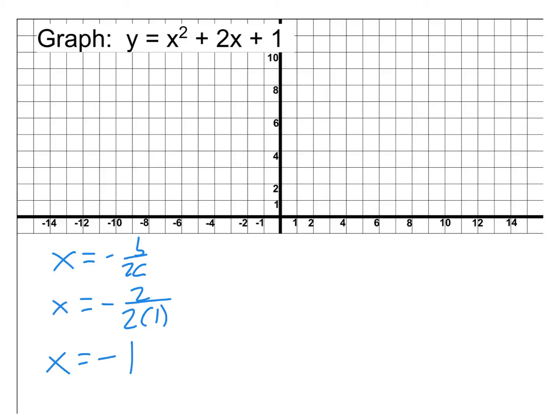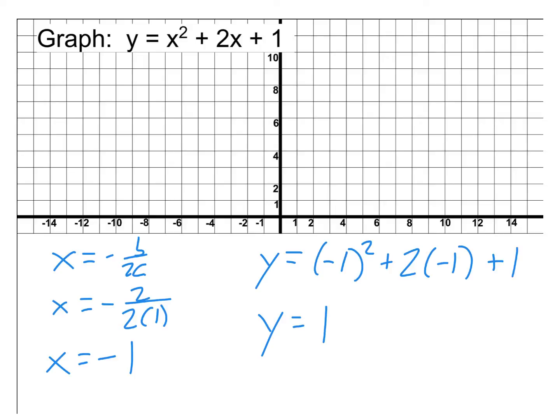I'm now going to plug that back into the equation for x. So y equals negative 1 squared plus 2 times negative 1 plus 1. So y equals negative 1 squared. Remember, a negative times a negative is always a positive. So negative 1 squared has to be a positive 1. Then plus 2 times a negative 1. That's a negative 2. So I'm just going to write that as minus 2. If you like to write it as plus a negative 2, that's perfectly fine.